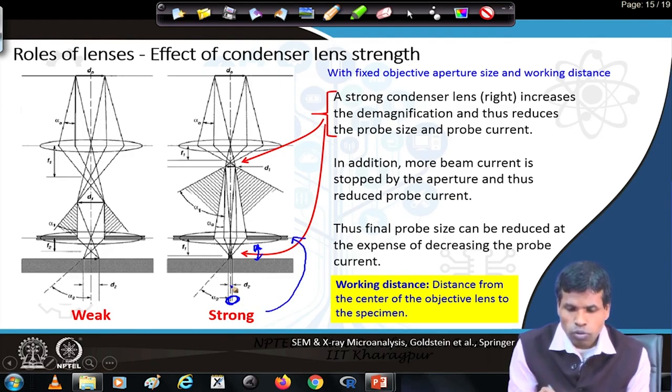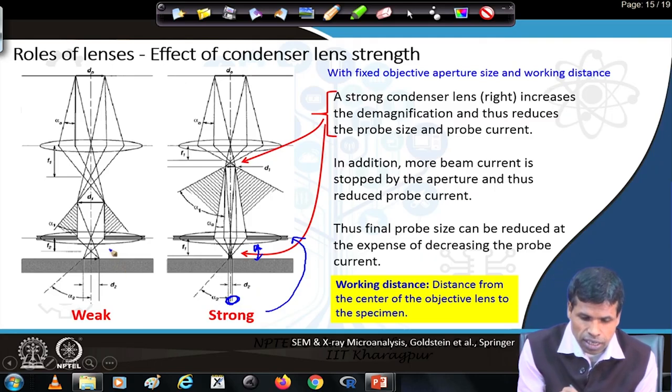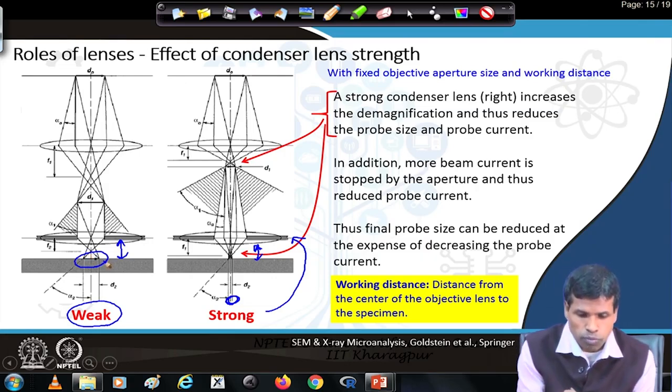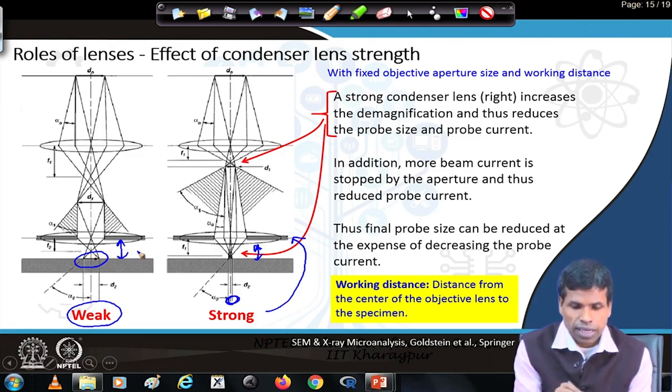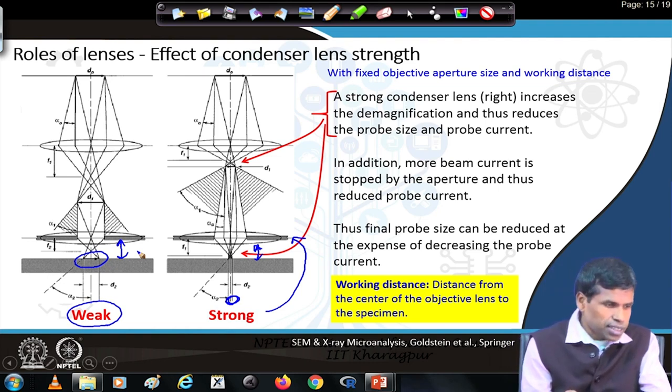So, this is good when you are going for a high resolution image. On the other hand, here the condenser lens strength is weak, therefore the focal length is more, and you have more probe current, because you have a wider beam. More probe current means more signal you will get, and moreover you can get larger area analysis. This is about the effect of condenser lens strength.